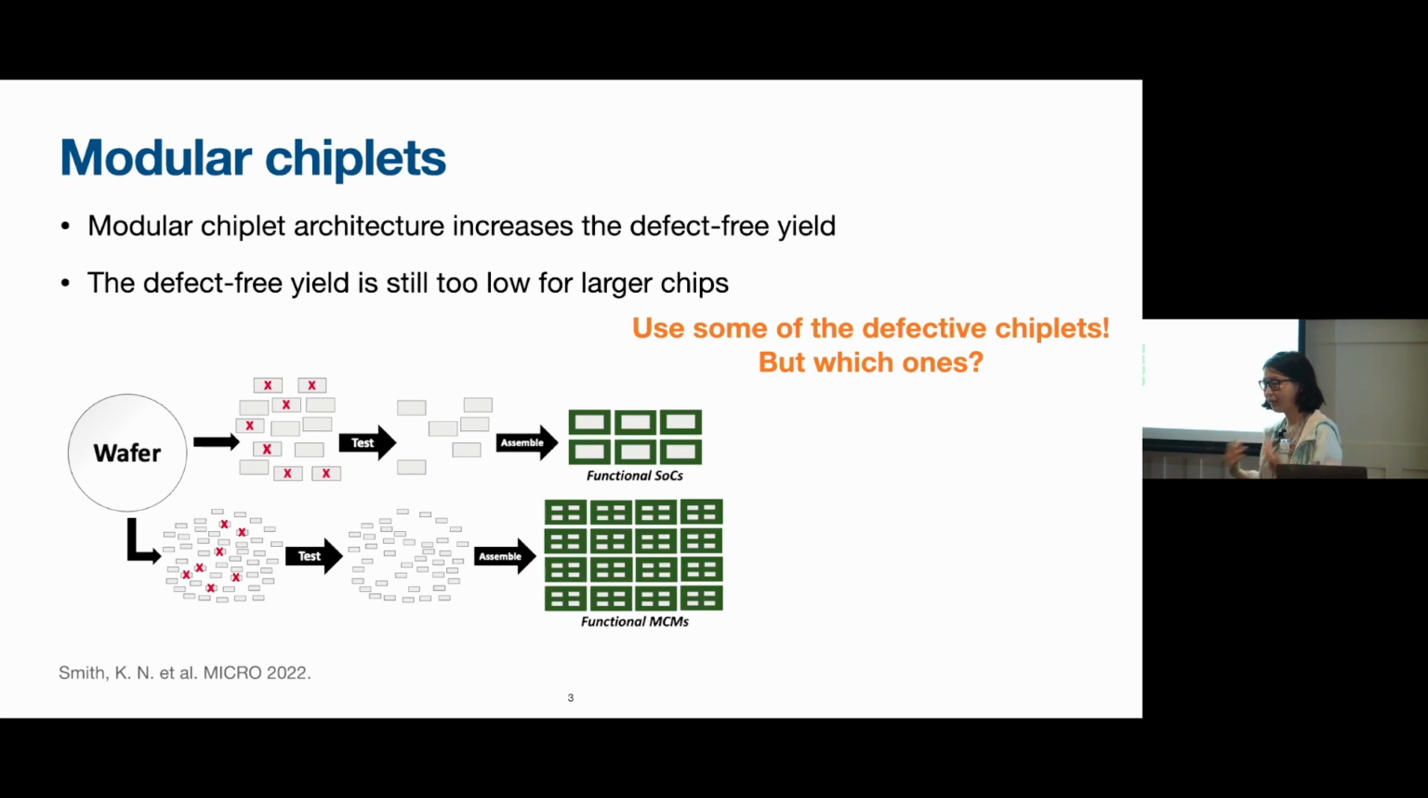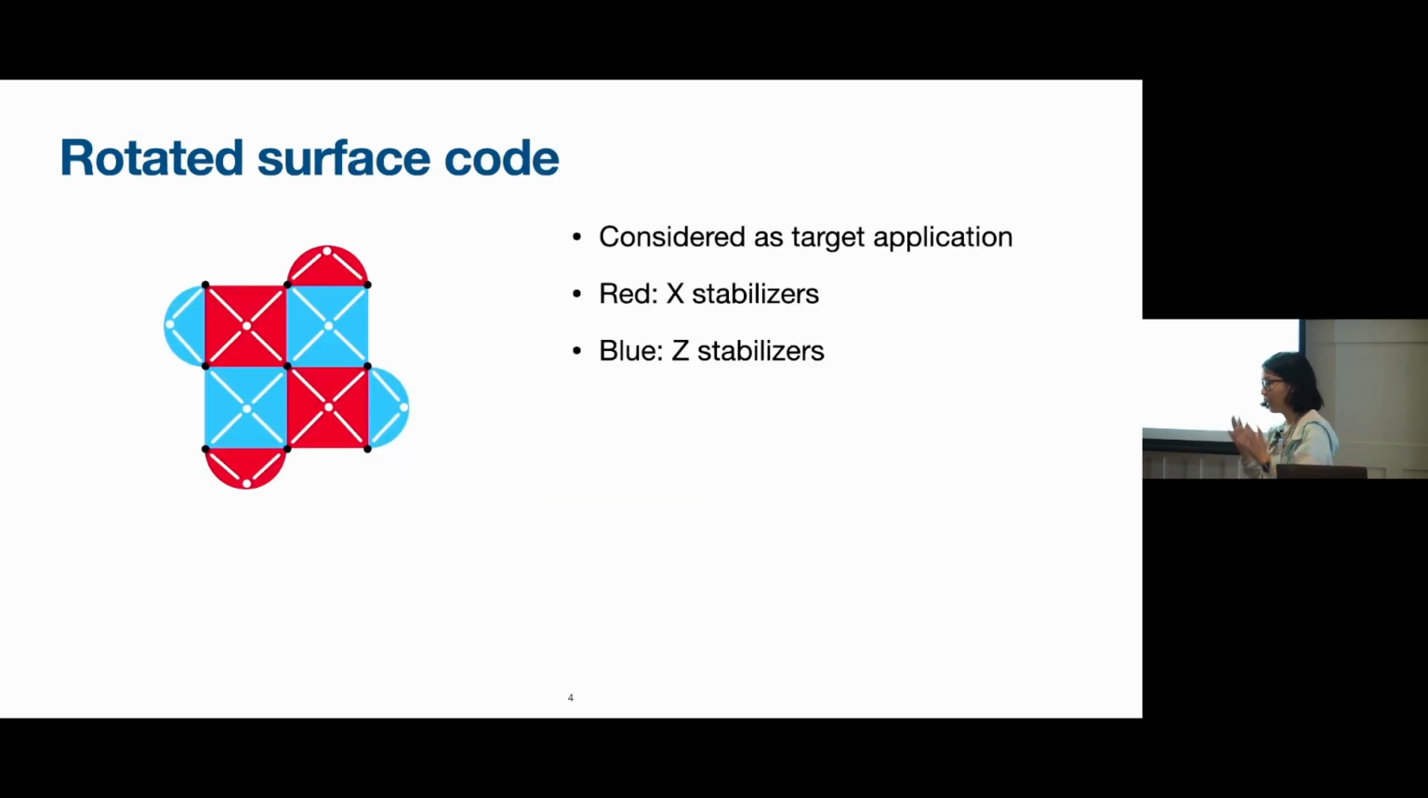Well, I think one way to do it is just to pick the ones that have fewer defects on them. But that sounds a little bit naive, and there are many reasons why you may expect that might not be the best option, because maybe the locations of those defects also matter. So to answer that question, we need to choose a target application.